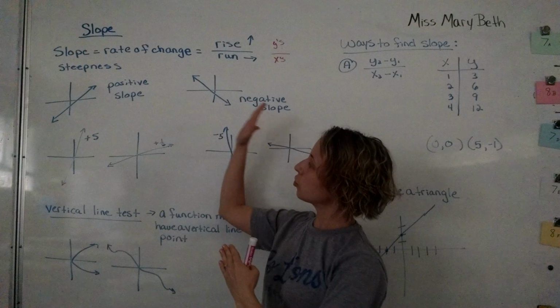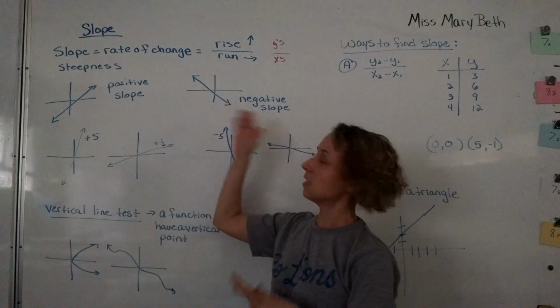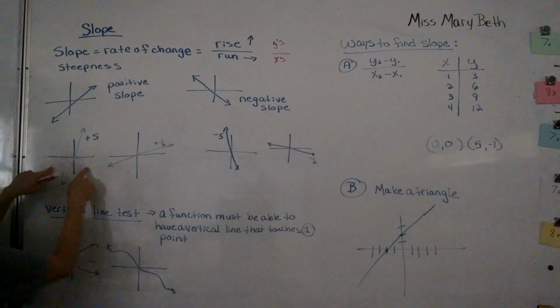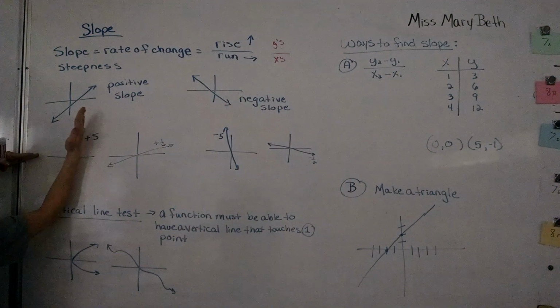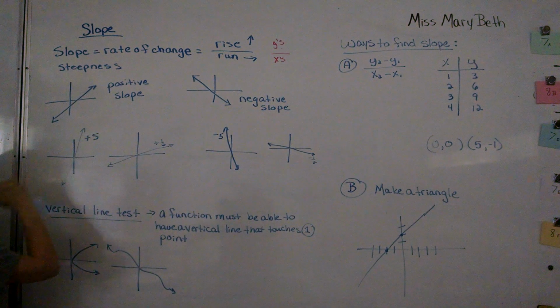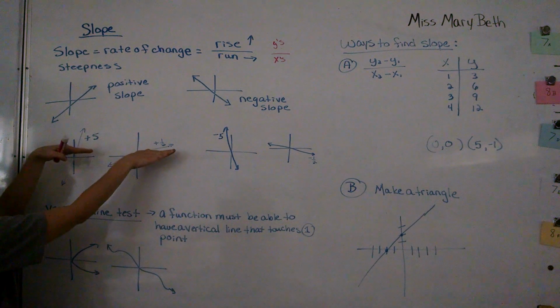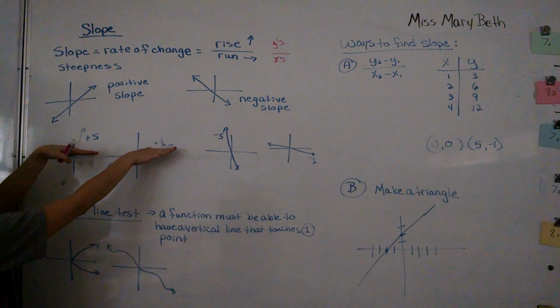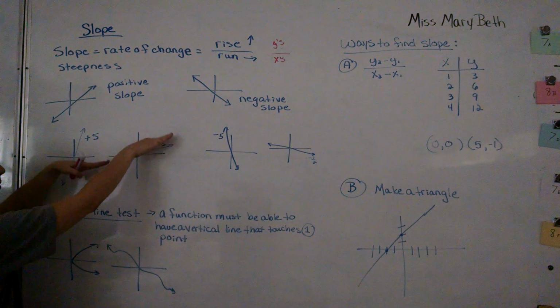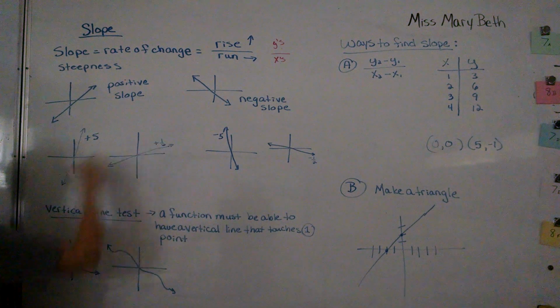The closer a line is to being straight up and down, the larger the slope is going to be. So here's a positive slope, and see how the line is very close to being straight up and down? That might be like a positive 5. The closer it is to the horizontal line, to being straight across, the smaller the number is going to be. This might be like positive a half here.